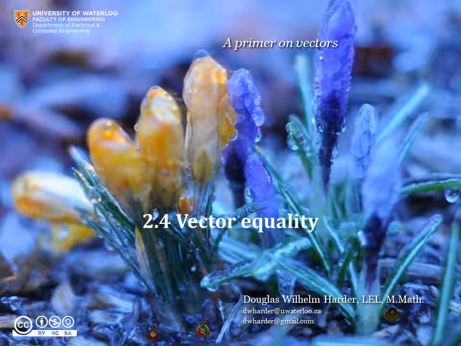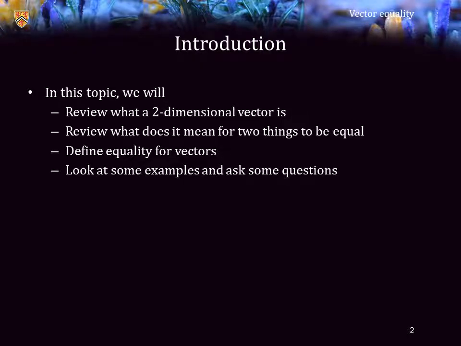Going to discuss when two-dimensional vectors are equal, or vector equality. In this topic, we will review what a two-dimensional vector is. We will review what it means for two things to be equal. We will then define equality for two-dimensional vectors. We'll look at some examples and ask some questions.